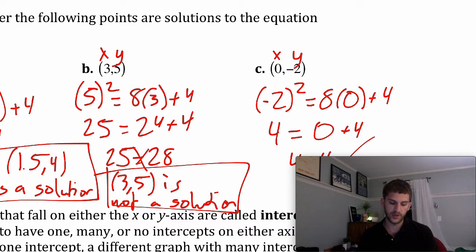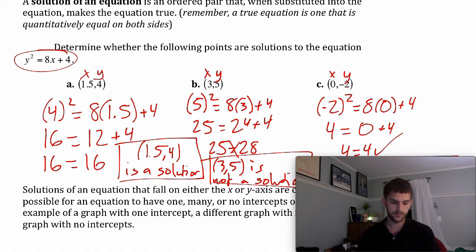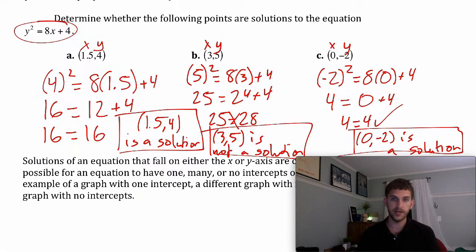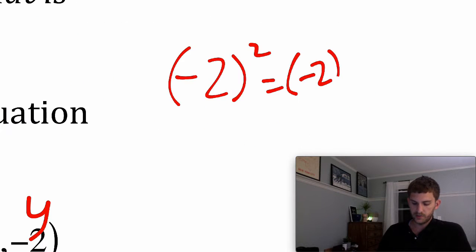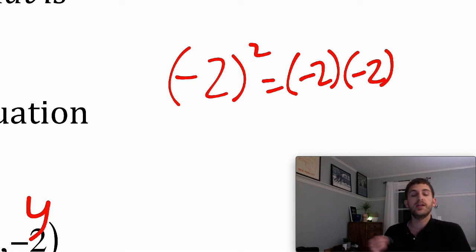Now I'm going to go off on a little bit of a sidebar here. I'm not even on the screen. Let's get this on the screen. There we go. So 0, -2 is a solution. I want to talk a little bit about why that -2 definitely needs to be in parentheses. So (-2) squared means -2 times -2. A negative times a negative gives you a positive.